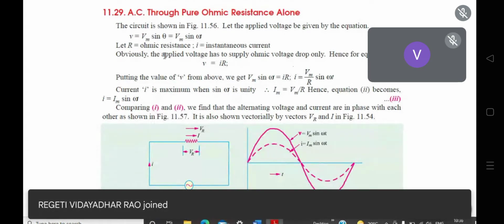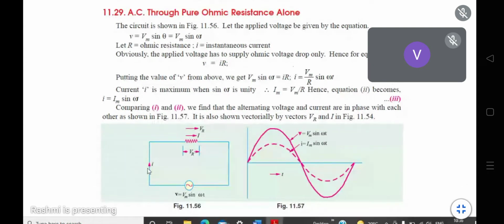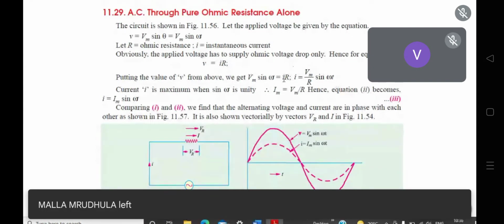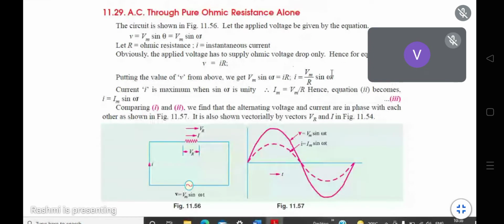Now R is the resistance. Now let I be the current flowing through this. So what is the voltage value? V is equal to IR, or we can say that I is equal to V by R. So what is V? Vm sin omega t. So it is Vm by R sin omega t. So this current equation will be this one, equation 2: I is equal to Vm by R sin omega t.